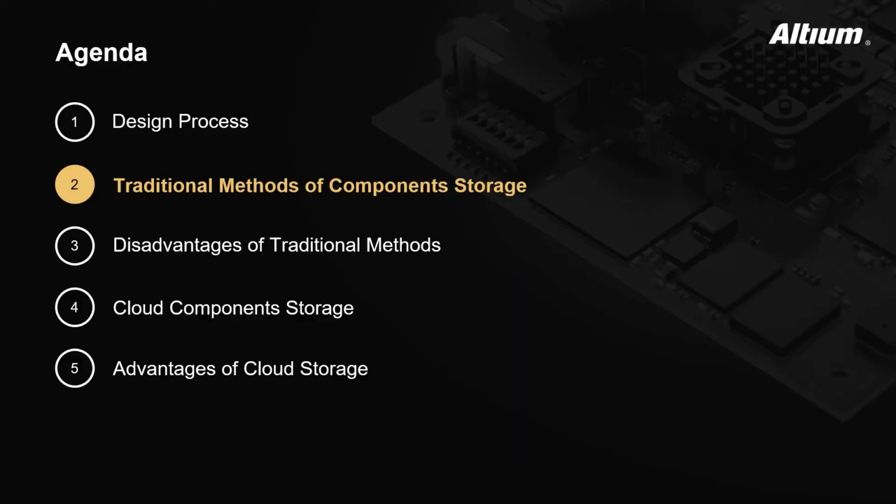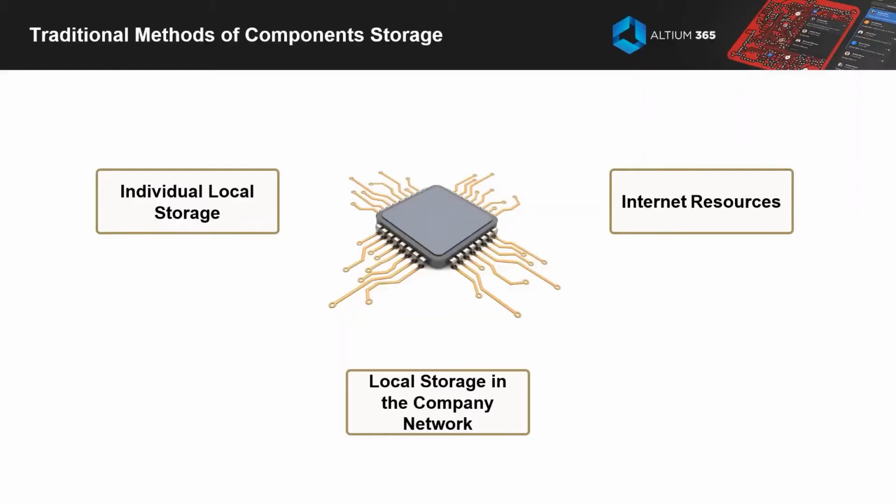There are many different methods for component storage, so we'll discuss the core concepts that are most important. Since there are several types of file-based library, today we're going to focus on the storage of these libraries. First, we have individual local storage. This is your personal library on your personal computer or digital storage. This is generally a schematic or PCB library or an integrated library.